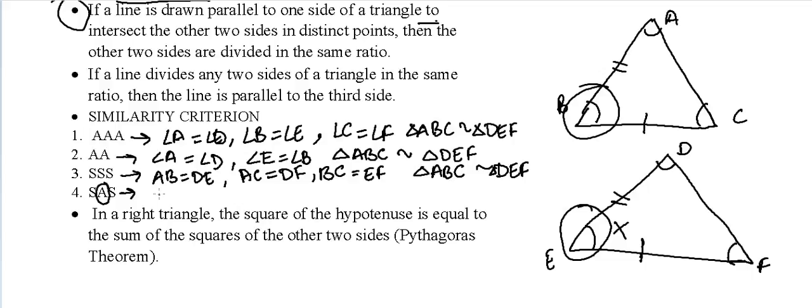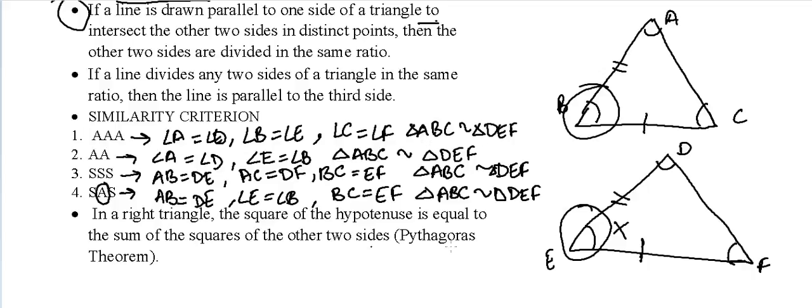So we can say if side AB is equal to DE, angle B is equal to angle E, and side BC is equal to EF, then also we can say that triangle ABC is similar to triangle DEF. These are just examples only. There can be other sides also. You can take this side also if this side was equal, but you have to remember that the angle should be enclosed between the two equal sides.